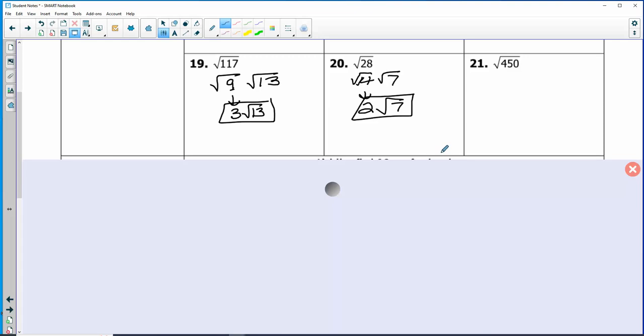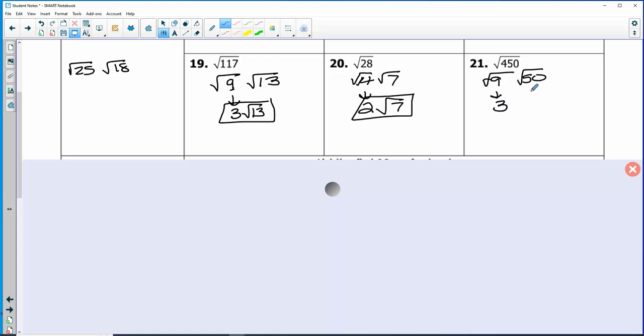All right, 450. That one was probably a little bit harder to find. What did you guys come up with? So I heard 2 different things. 9 and 50 would work. I saw someone do 25 and what? 18. When we look at either of those, does 9 times 50 equal 450? Yes. Does 25 times 18 equal 450? Yes. Okay, when I do the square root of 9, that is 3.